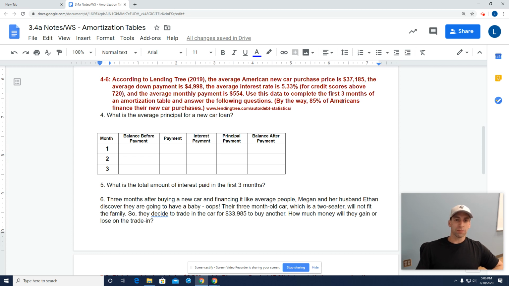And by the way, 85% of Americans finance their new car purchases. So I'm trying to give you what the average new car purchase looks like in America. So let's go ahead and put this in.